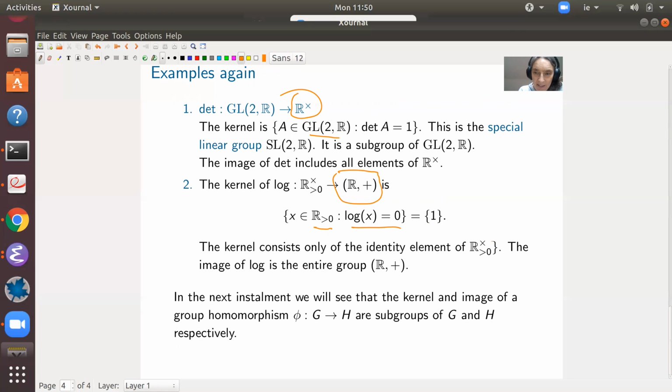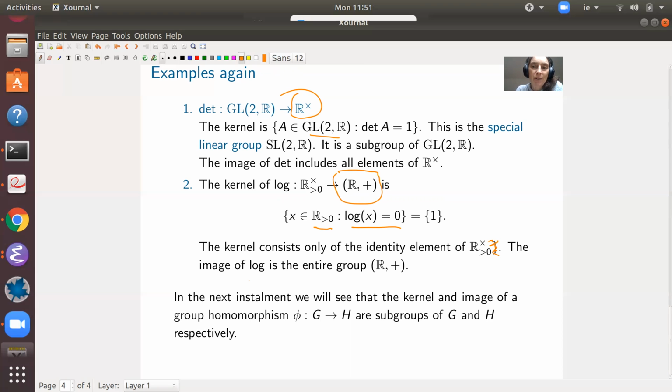There's an extraneous bracket there that shouldn't be there. So the kernel there is very small. It's just the identity element. The kernel in the first example was quite a large subgroup of the general linear group. And the image of the log function we can observe is the entire set of all real numbers. Every real number is the log of some positive real number.